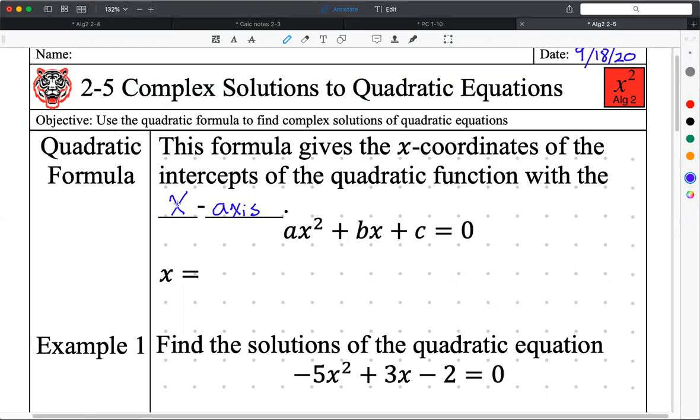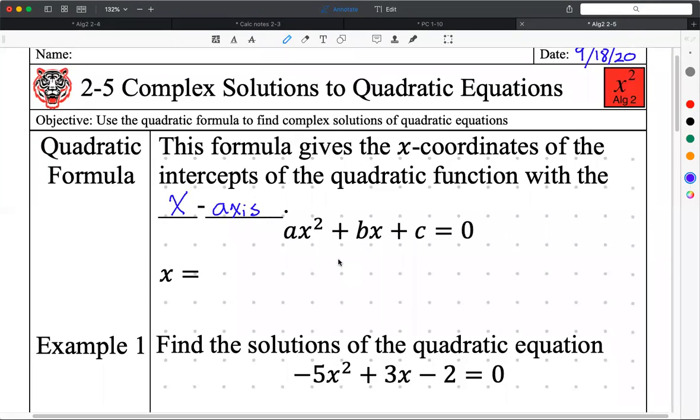Exactly, yeah. So we're going to assume now that we have a quadratic function of the form ax squared plus bx plus c. Again, a, b, and c are some numbers that might be 1, so they might look like they're not there, but they are numbers, okay? So here is your quadratic formula.